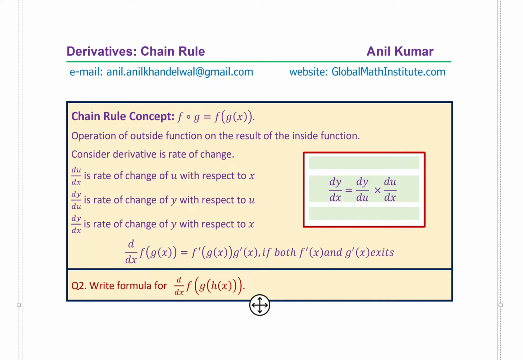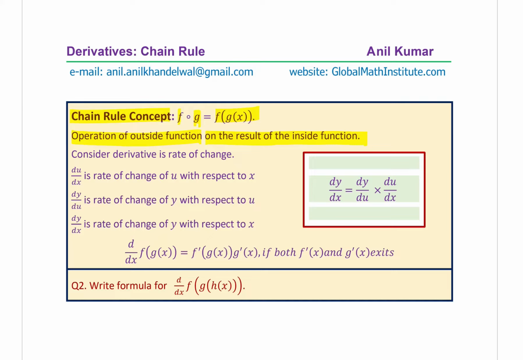Understanding composite functions is very important for the chain rule. You should understand that we have an outside function, which is f, and g of x is the inside function when we write f of g of x, correct? Now think about derivatives as rate of change. When you have rate of change, which is what a derivative really is, it is easy to understand the chain rule. The chain rule is the operation of the outside function on the result of the inside function, correct?